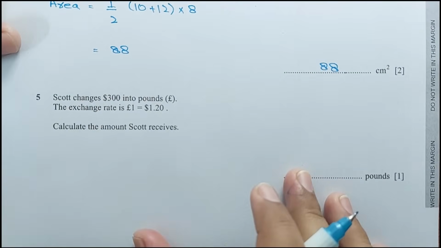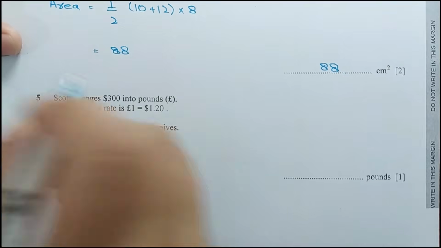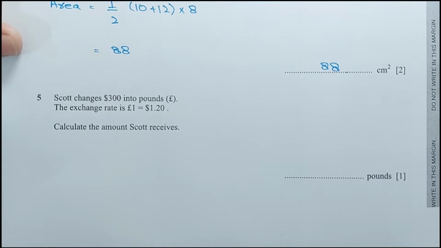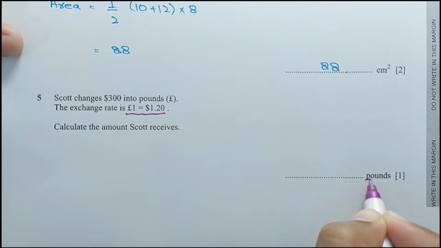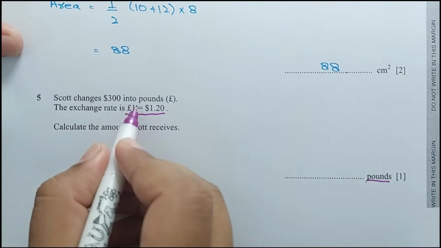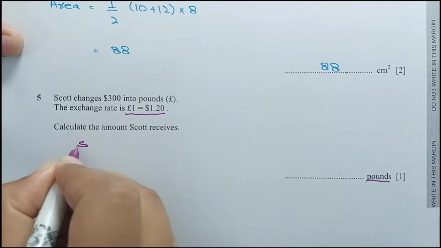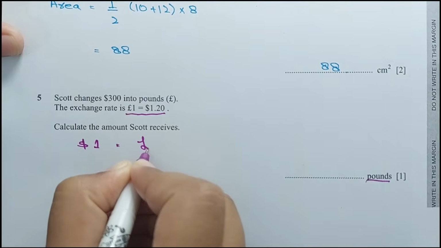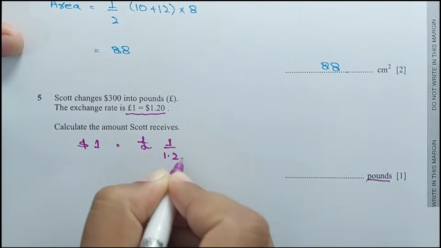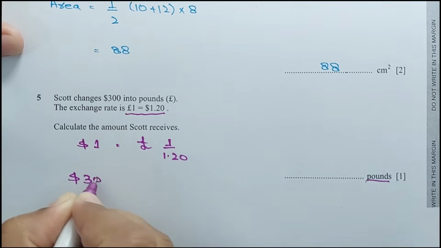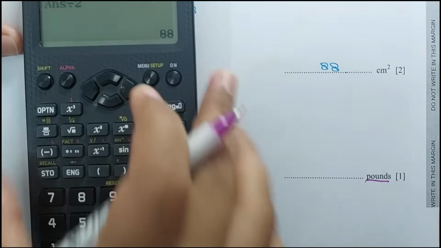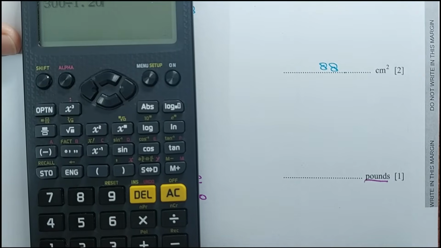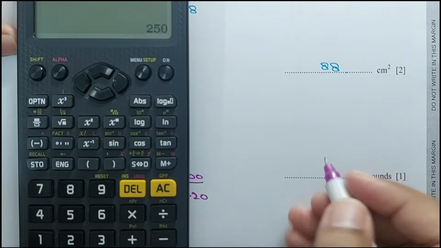Okay. Question number 5. Scott changes $300 into pounds. The exchange rate is £1 equals $1.20. Calculate the amount Scott receives in pounds. So $300 into pounds. What about $1? $1 in terms of pounds is 1 over 1.20. And $300 in terms of pounds is 300 over 1.20. 300 divided by 1.20 is 250 pounds.